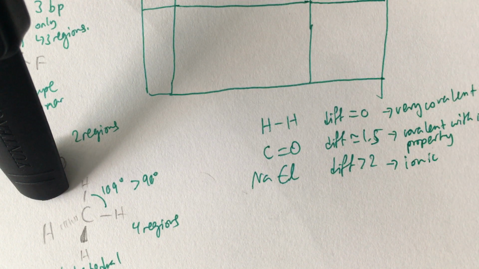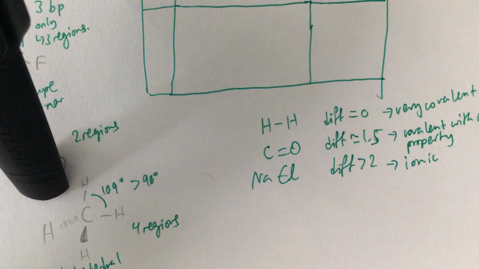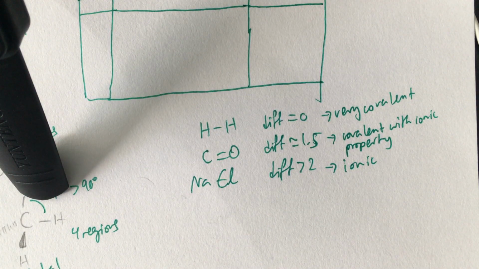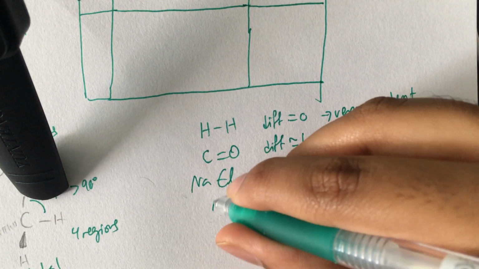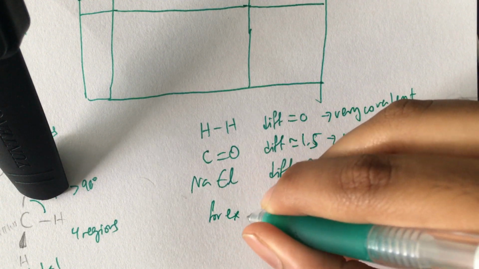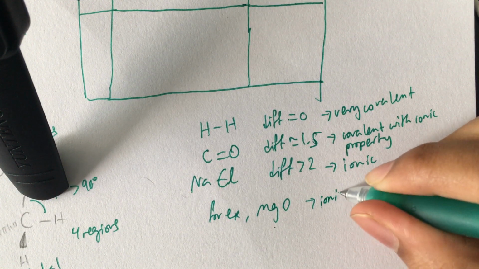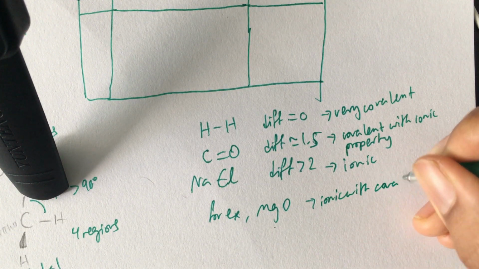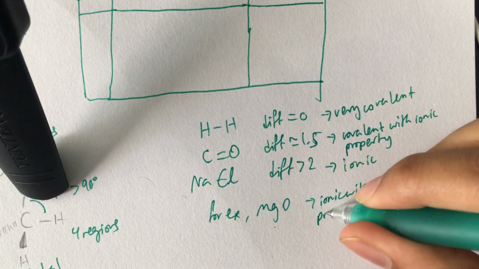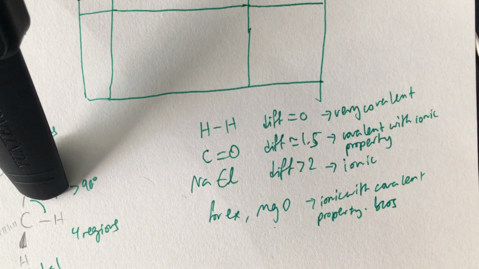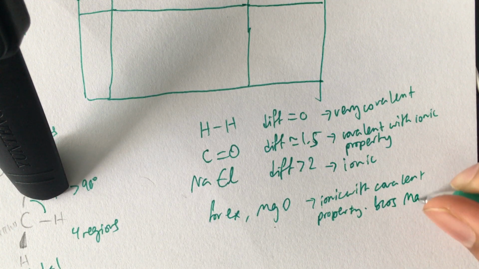But of course, there are some ionic molecules that have more covalent properties and some covalent molecules that have more ionic properties, and that is what we're going to look at in probably the later learning outcomes.